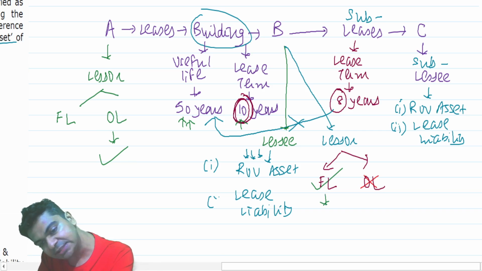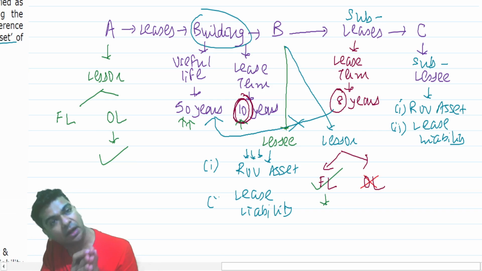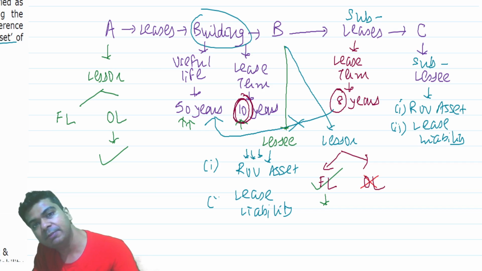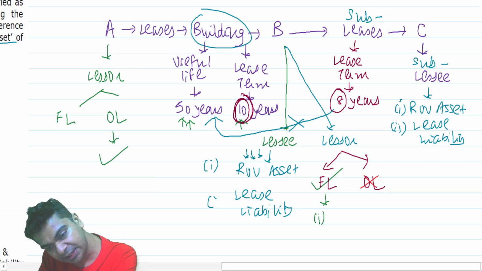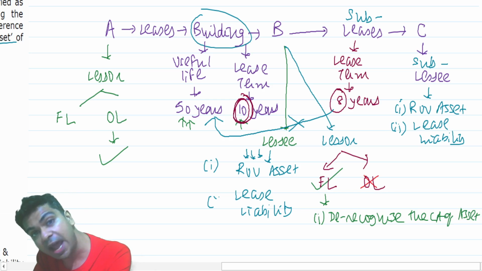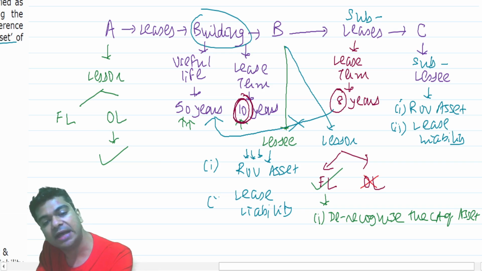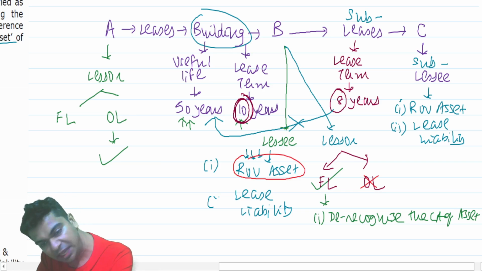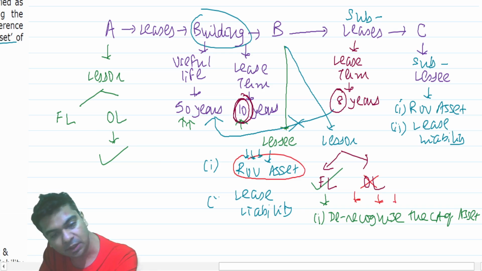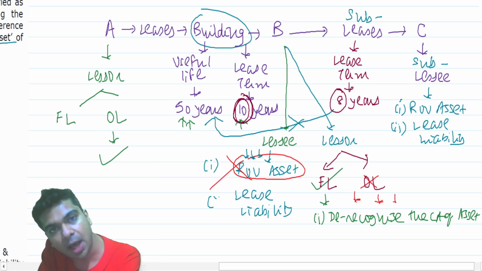If it is a finance lease, then tell me, what will you have to do? The moment the lessor classifies the lease as a finance lease, what will be necessary? The very first thing that you have to do is de-recognize the carrying amount of the asset. You have this ROU asset, and they are saying de-recognize the asset. So the ROU asset will be removed from the books.